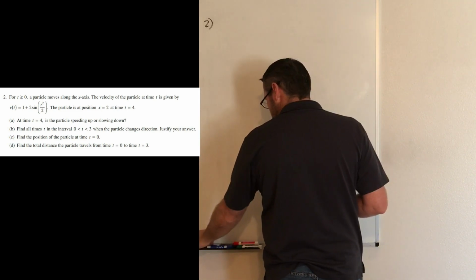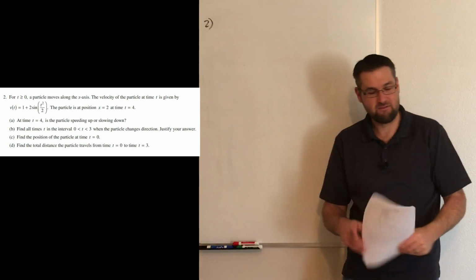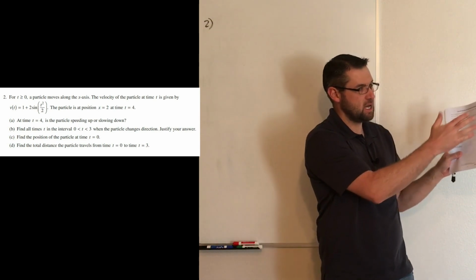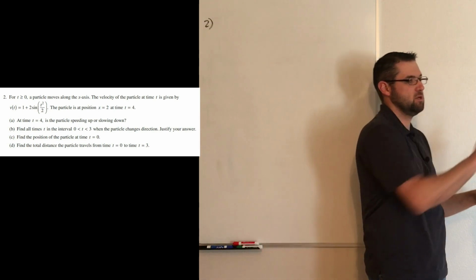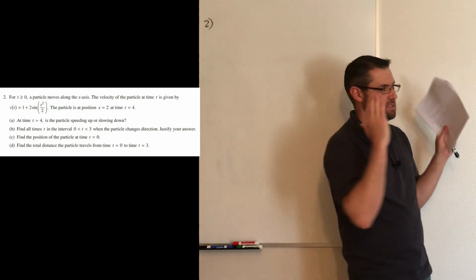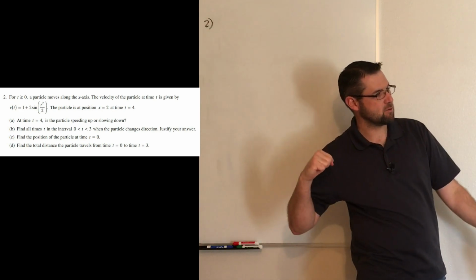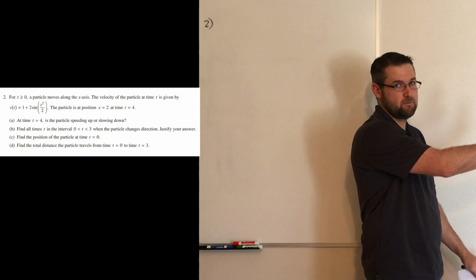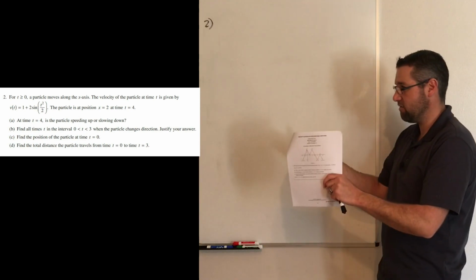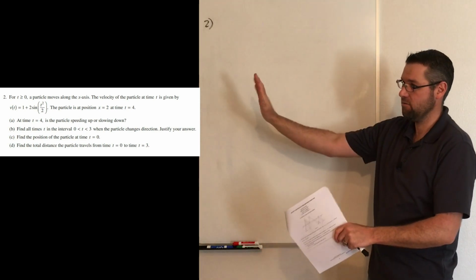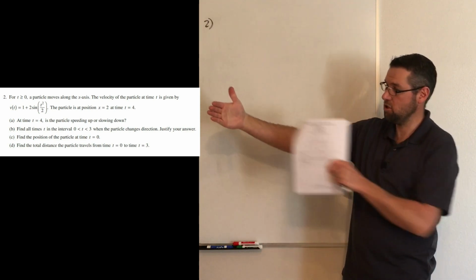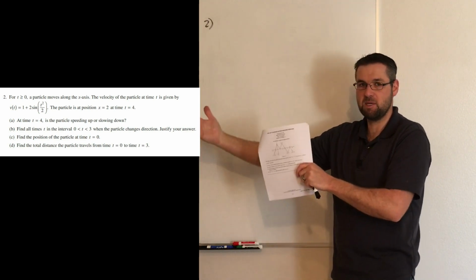Speeding up comes from the idea that if I'm moving in this direction, I need a force that propels me to go faster. So if my velocity is positive and my acceleration is positive, I'm going to speed up. If my velocity is negative and my acceleration is negative, we're going in the same direction here, it's pushing me forward, then I'm speeding up.